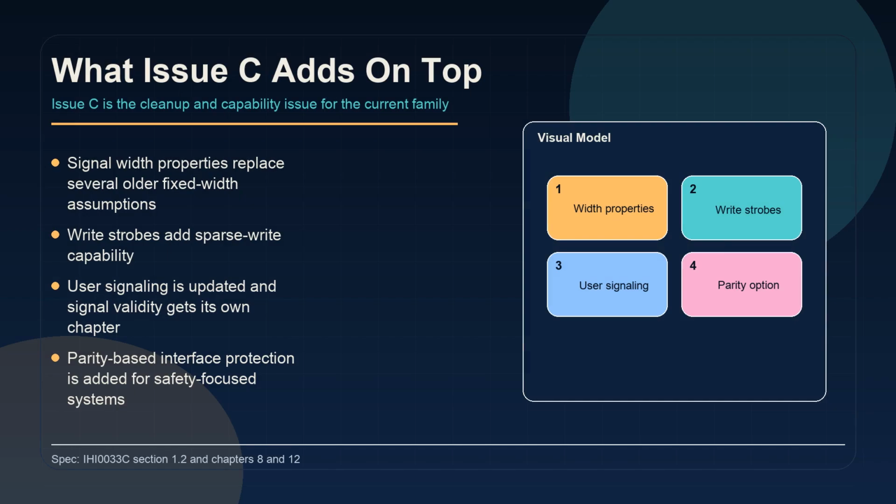If you only remember one revision-specific slide from this overview, make it this one. Issue C adds width properties, write strobes, updated user signaling, explicit signal validity rules, and optional parity-based interface protection. That is why Issue C feels more explicit and easier to reason about than the earlier releases.